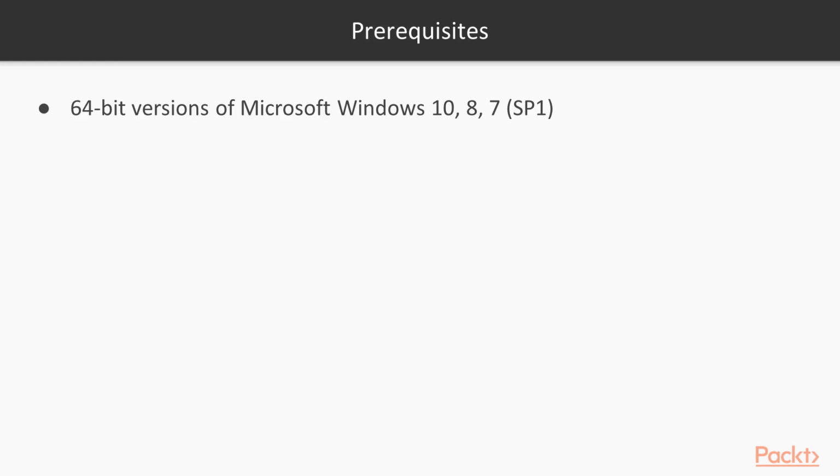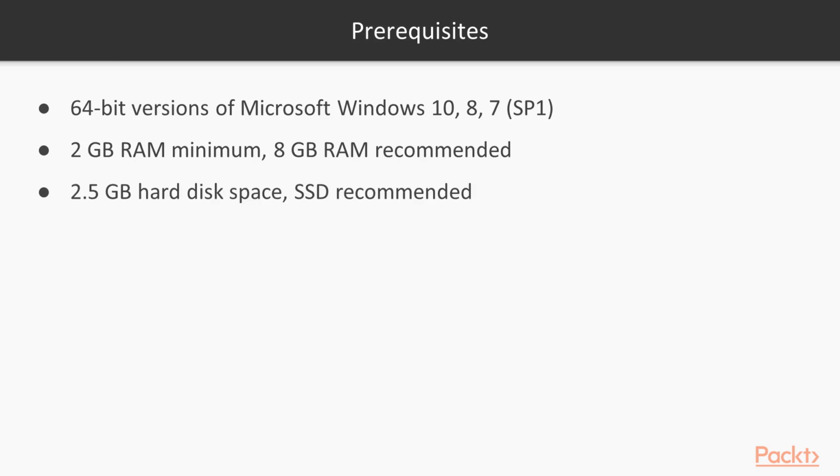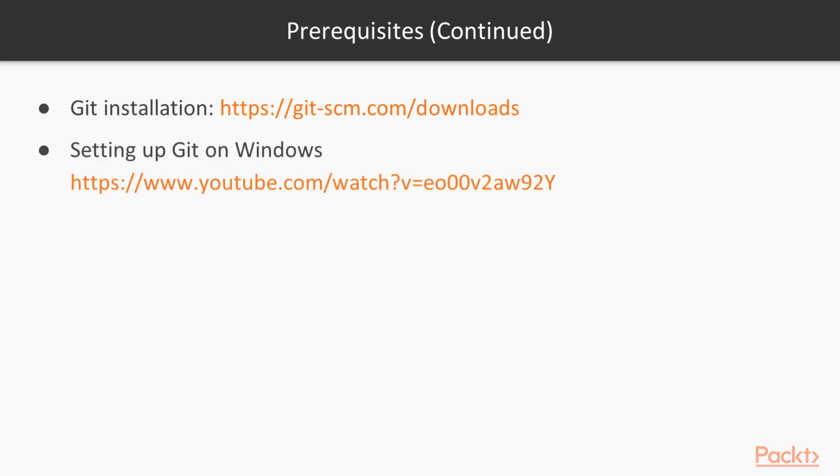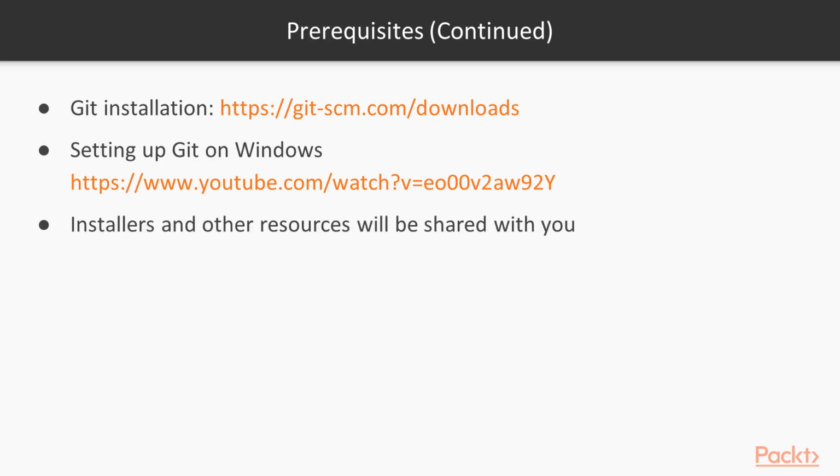And now the prerequisites. One of the 64-bit versions of Microsoft Windows 10, 8 or 7. A minimum of 2 GB of RAM. 2.5 GB of hard disk space. And a minimum screen resolution of 1024. Remember, you will need to install and configure Git to get the source code. Also, in the videos I will show you what to use and how to use it, and where can you find the installers. So you will have no trouble in following the course.